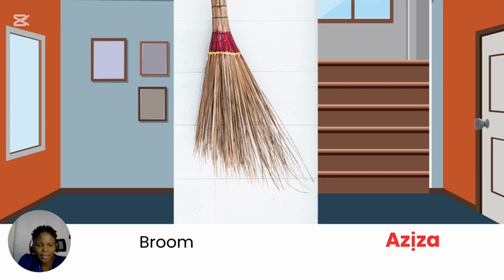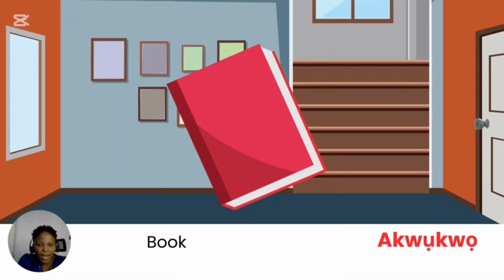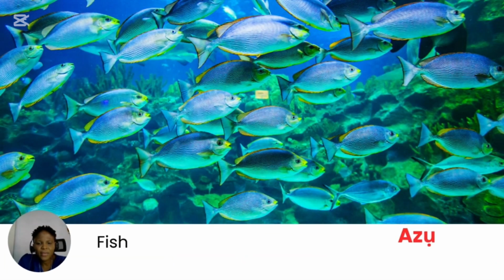Again, aziza, broom. Ọzọ bụ gịnị? Akwụkwọ, book. So our book is called akwụkwọ. Next we have azụ, fish.